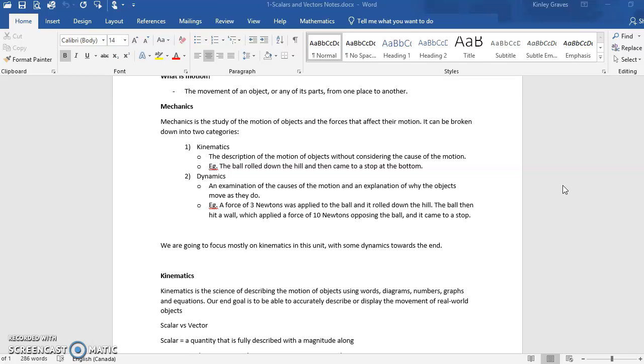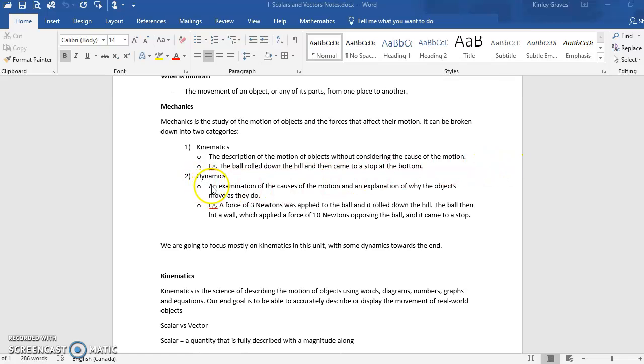Mechanics is a study of the motion of objects and the forces that affect their motion. It can be broken down into two categories. So our first category here is kinematics, the description of the motion of the object without considering the cause of the motion. So if I was to do a kinematic part of mechanics to describe a ball rolling down a hill, I would say the ball rolled down the hill and then came to a stop at the bottom.